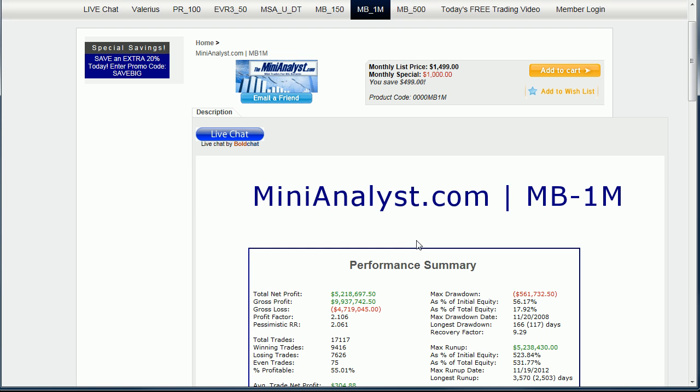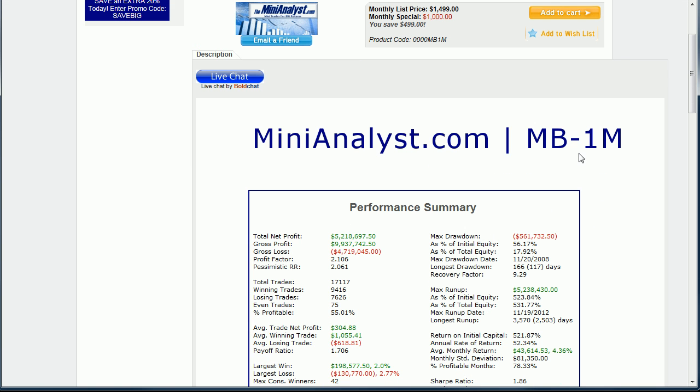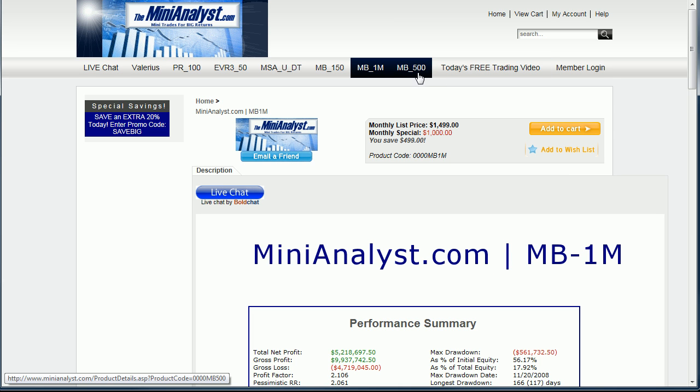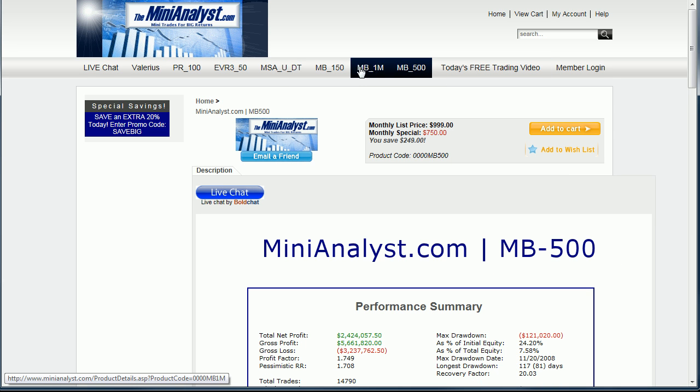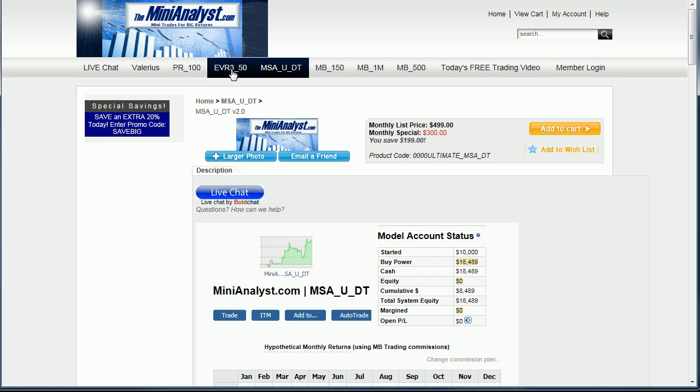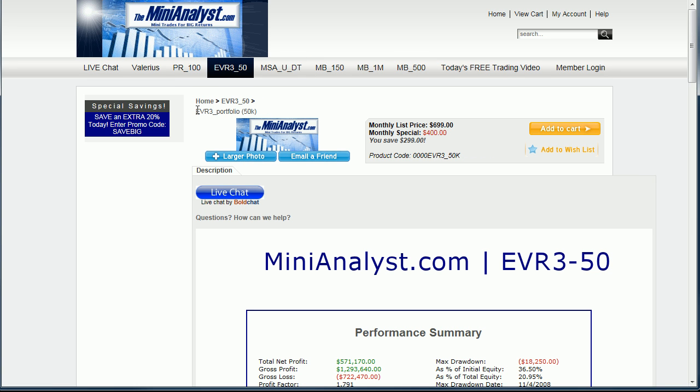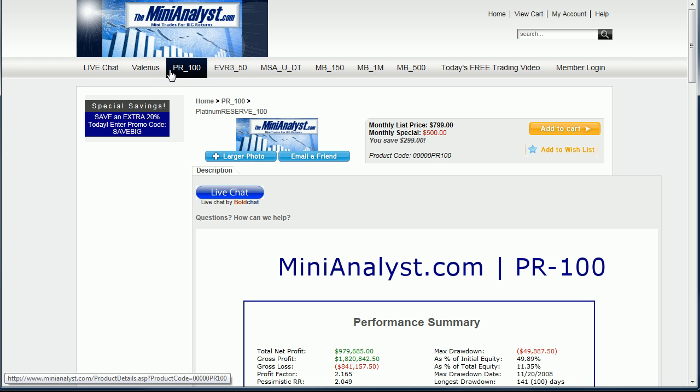And these comprise, particularly here, all of our elite trading models. There are about 20. As you go down, this may have 12 to 15. MSA UDT has 6. EVR 350 has about 6 or 7. PR 100 has about 10 or so, and on down the list.